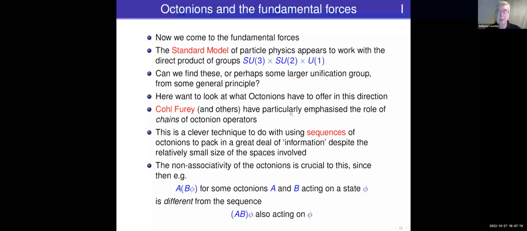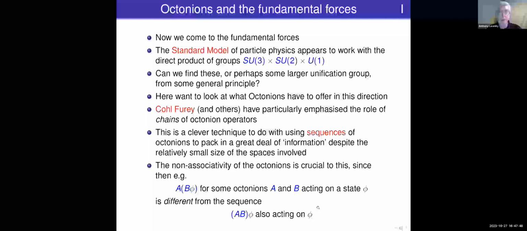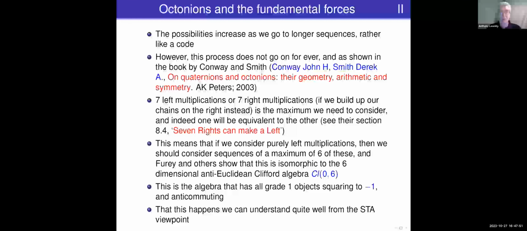So Cole and others have particularly emphasized the role of chains of octonion operators. This is a clever technique where you use sequences of octonions to pack in a great deal more information, despite the relatively small size of the spaces involved. Non-associativity is crucial here, because A applied to (B φ) is different from (AB) applied to φ. That means you can get in more information, because how you built up the sequence matters. And the possibilities increase as we go to longer sequences, rather like a code.